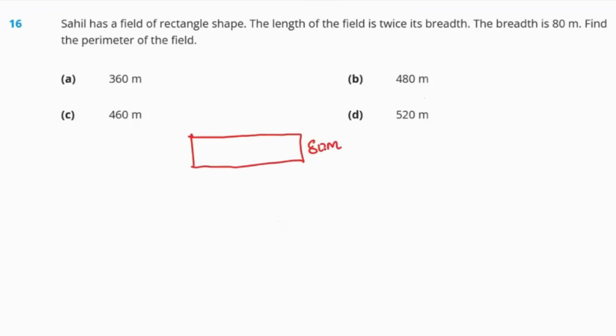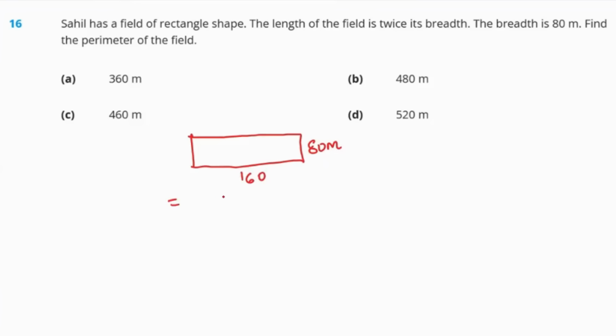If the breadth is 80, and the length is twice that of the breadth, then the length will be what? Twice of 80, that is 160. 80 plus 80, that is 160. And we have to find the perimeter of the rectangular field.